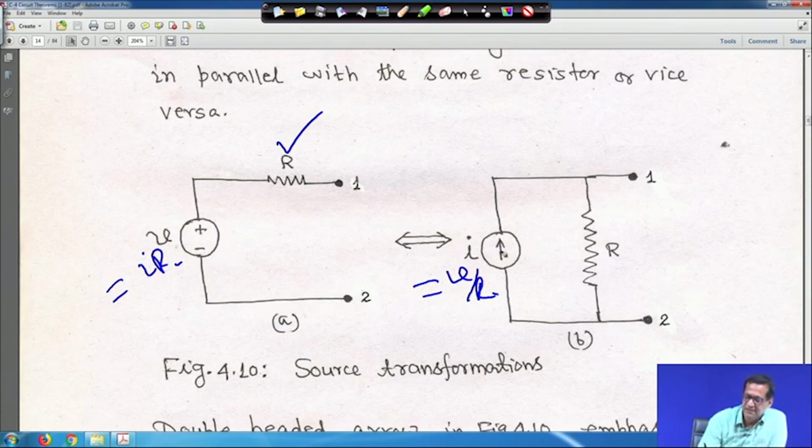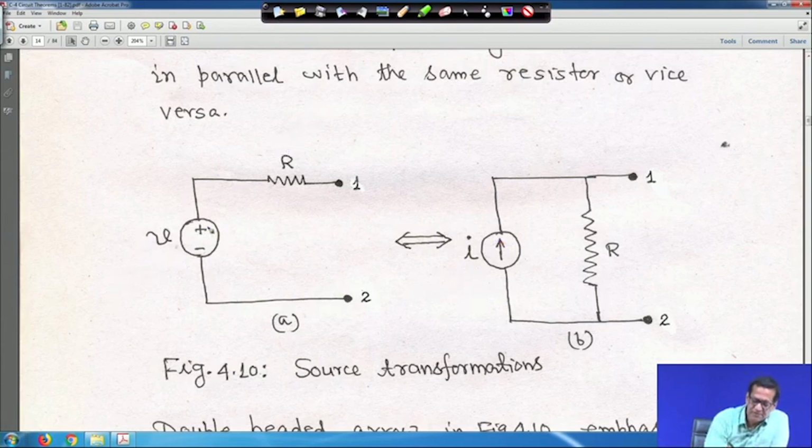The current direction here in the independent current source is upward. Now suppose this terminal is minus and the other is plus, then the current direction should be downward. According to the polarity, the arrow tip should be at the plus. So the current direction should be downward, and the rest will remain the same. Only the polarity you have to check here, plus or minus.